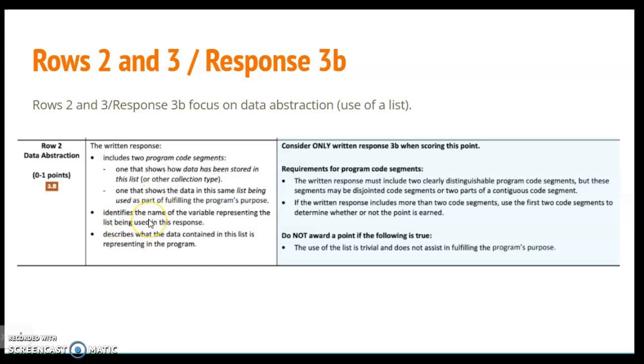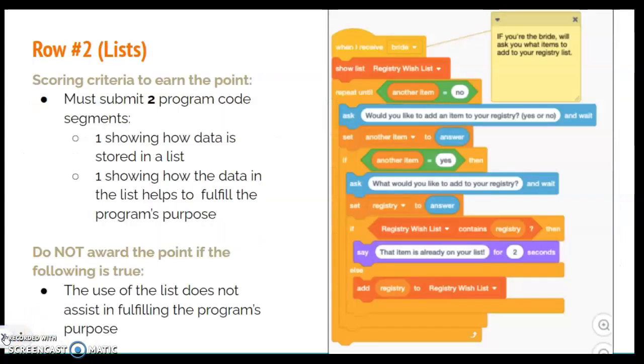Now, make sure that you state the name of the list whenever you're writing about this. Okay, and then also make sure that you state the name of the variable, which is basically the name of the list, okay? You have to describe what data is contained in the list. Like, is it text? Is it a string? Is it names? Make sure you're very specific here, okay? And also just keep in mind, if you copy and paste more than 2 program code segments, they will only use the first 2 code segments to determine whether or not the point is earned.